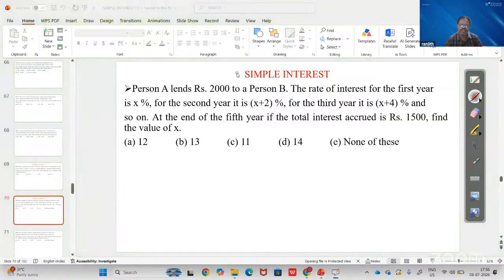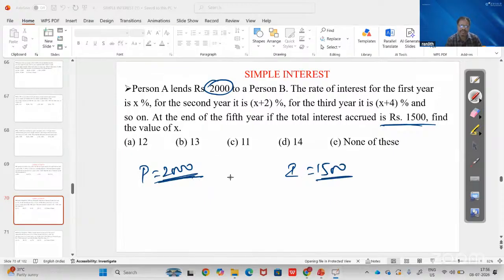So principal total will be equal to 2000. So investing equal to 2000. Total interest I'm getting will be equal to 1500. What is the relationship between 2000 and 1500? If I divide 1500 by 2000 into 100, I'm getting R equal to 75 percentage. For how many years? Fifth year, 5 years.